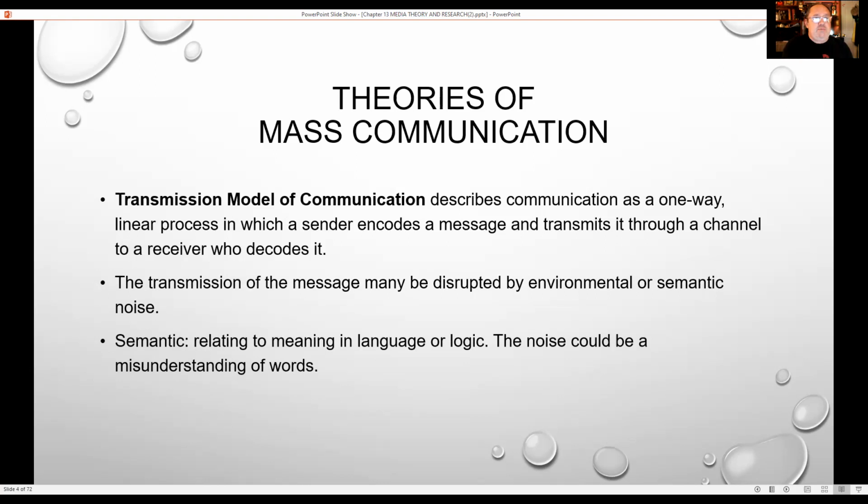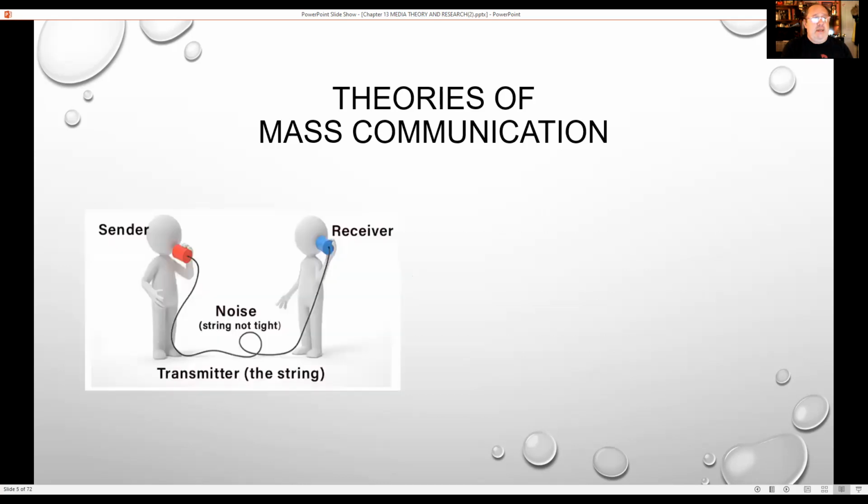Transmission of the message may be disrupted by environmental or semantic noise. Semantic has to do with language or logic. We might not understand the words. It might be in a different language. It might be a cultural thing, and I'll have more on that in just a little bit. Of course, environmental noise can just be the phone rings, the wind's blowing real hard, it starts raining, a car horn, whatever. I mean, radio too loud, anything that can interrupt the message, either that you hear or that has to do with your understanding.